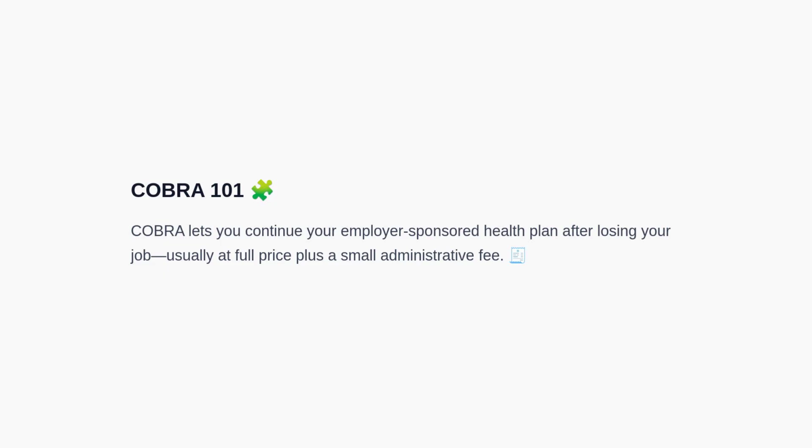To begin, COBRA is a federal law that allows you to continue your employer-sponsored health coverage for a limited time after certain qualifying events like job loss. Usually, you pay the full premium that your employer used to subsidize, plus an administrative fee. Even though it is expensive, it can be essential protection during a coverage gap. Now, let us connect this to the 60-day election rule that makes timing so crucial.